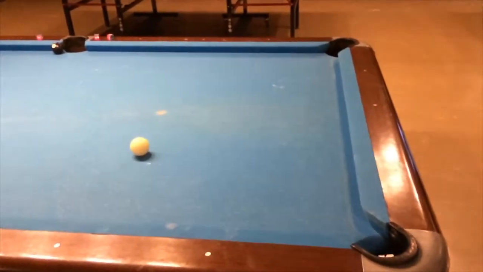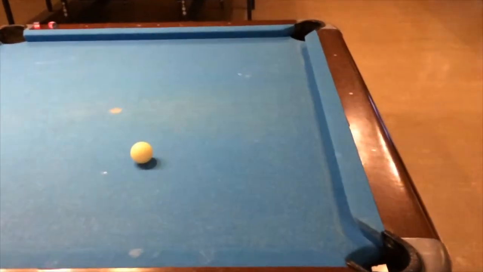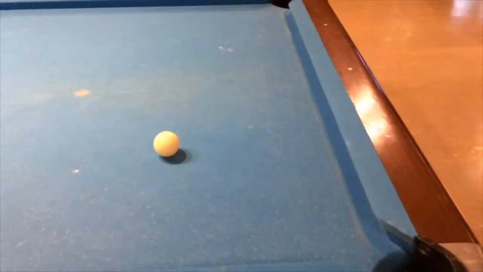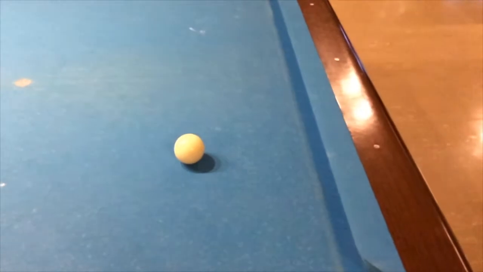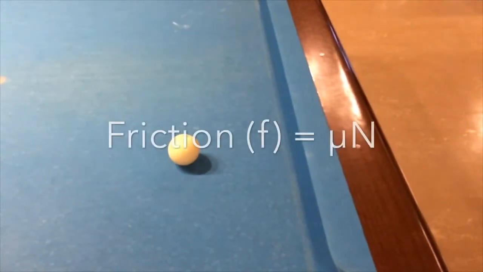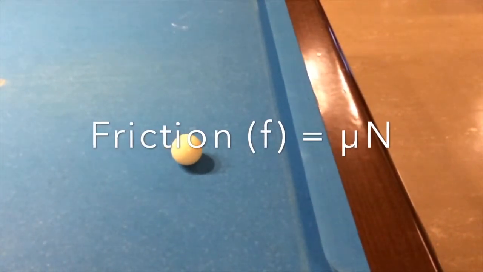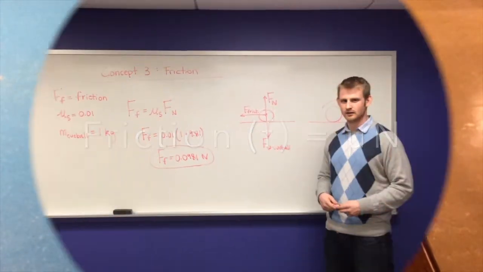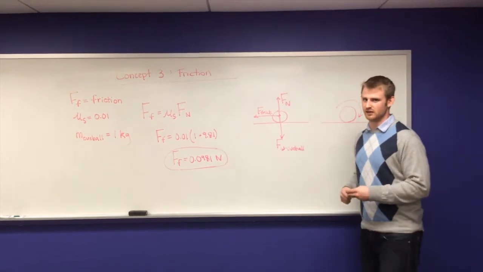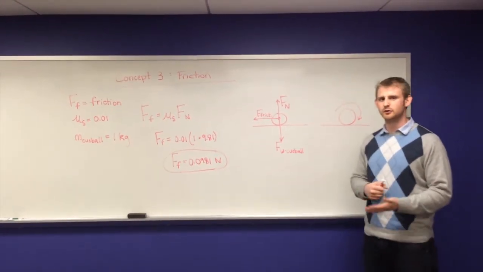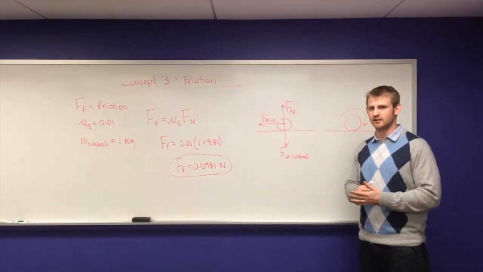Friction is defined as the resistance of relative motion between two surfaces in contact with each other. In this case, the felt table exerts a small friction force that opposes the motion of the cue ball. Lagging, which we showed in the previous clip, is a great example of how friction plays into the game of pool. Friction arises from two adjacent irregular surfaces in contact with each other.